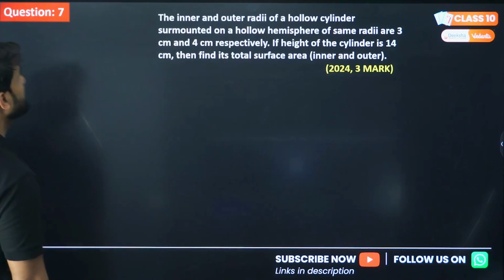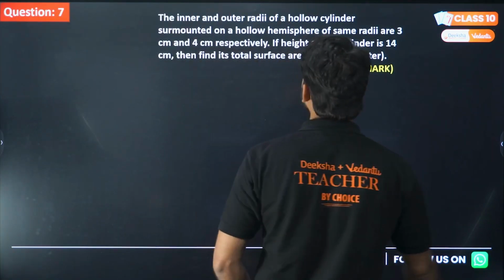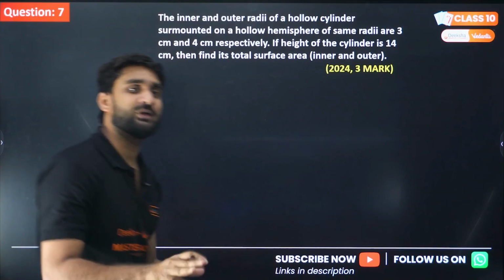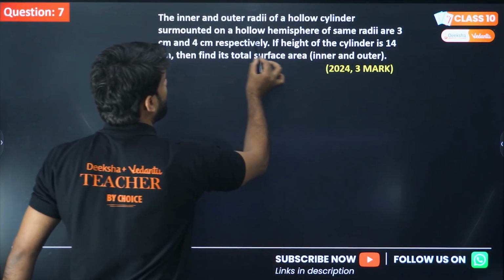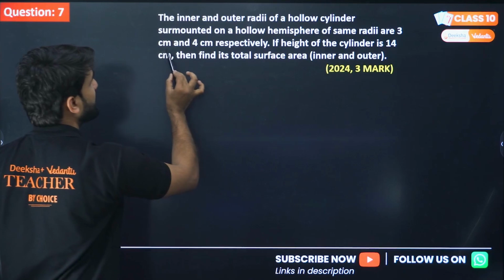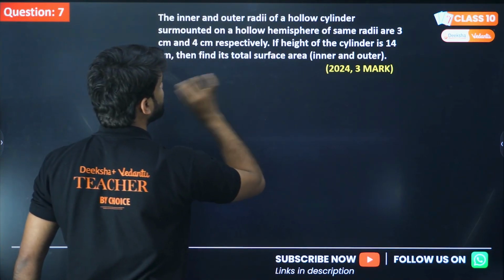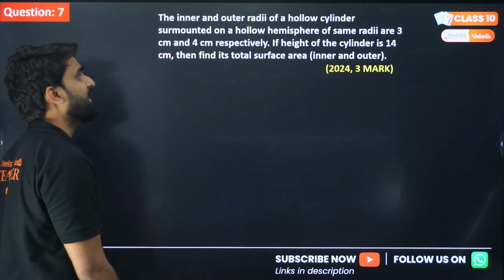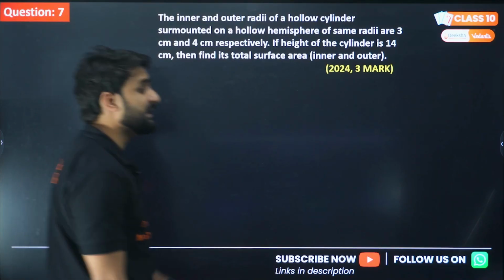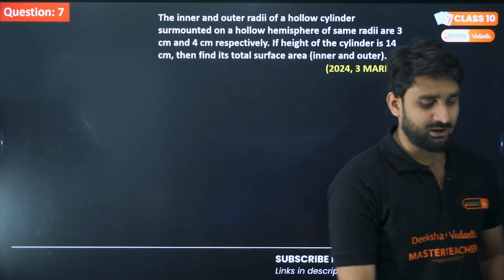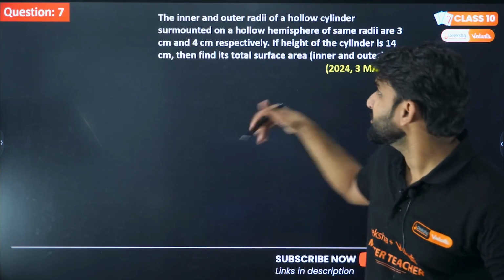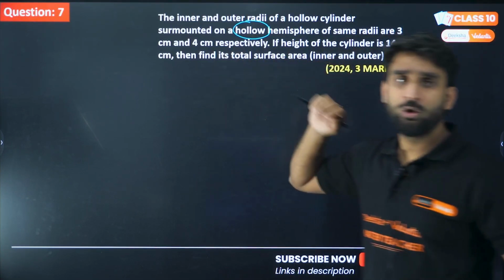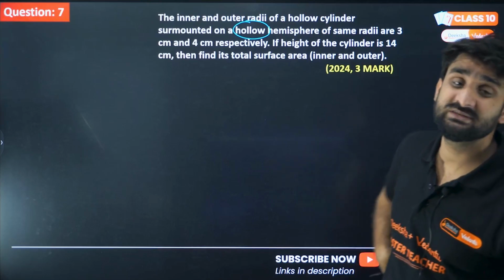So question number 7 here. The inner and outer radii of a hollow cylinder surmounted on a hollow hemisphere of same radii, again draw the diagram, are 3 centimeter and 4 centimeter respectively. If the height of the cylinder is 14 centimeter, find its total surface area, inner and outer. See, my dear lovely kids, this question contains the term hollow. You know hollow, the difference between hollow and cylinder.